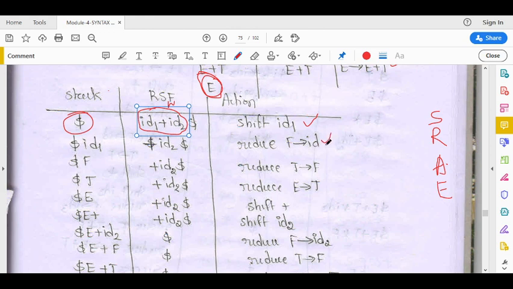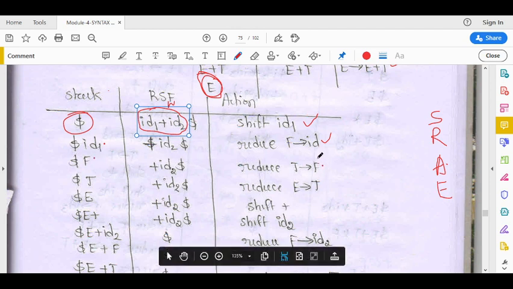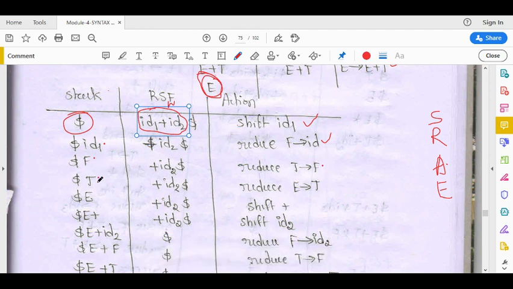So f is reducing the id to f now. So id becomes what? F. And similarly, working out with f plus id2 dollar. Next thing is reducing from f to t. So f to t. So t I have from the production e tending to t. So reducing t to e.